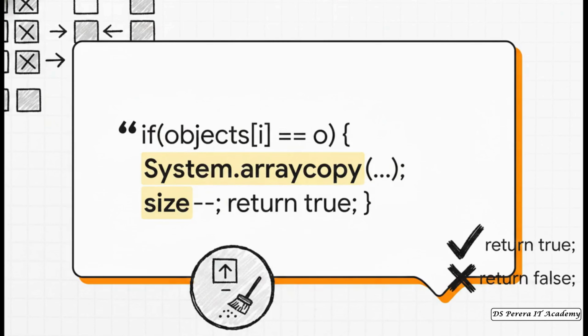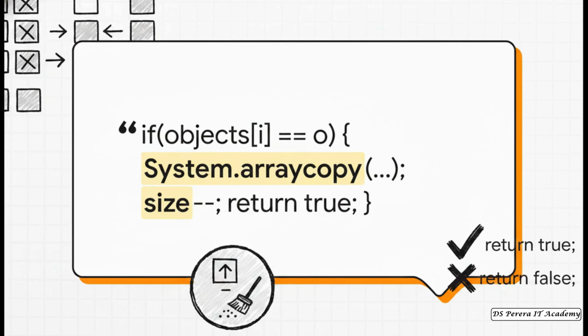This slide gives you a look at the overall structure of our remove method. You'll notice it starts out just like the contains method, with a for loop to search for the object. The real work, the complicated part, happens inside that if block. Once we find a match at a certain index I, that's our moment. That's where we have to perform the removal and then do the shifting.